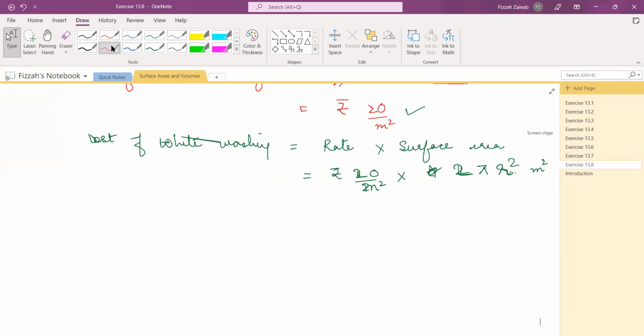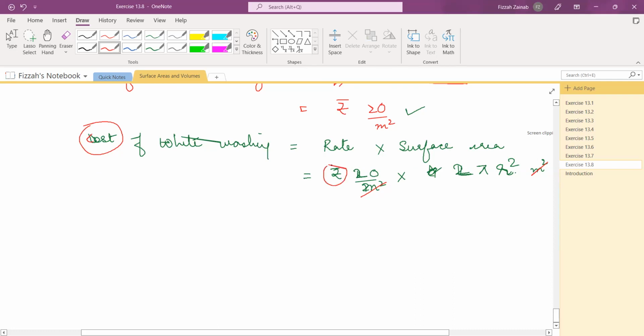Now note down here. This meter square will cancel out, so that you can find the answer only in terms of a number, because you are finding out the cost. It will have the unit of rupees only, not the meter or centimeter. Is this clear? So the answer will be in rupees now. 2 into 20 is 40 pi r square. Sorry, please avoid this, some problem with my pen.